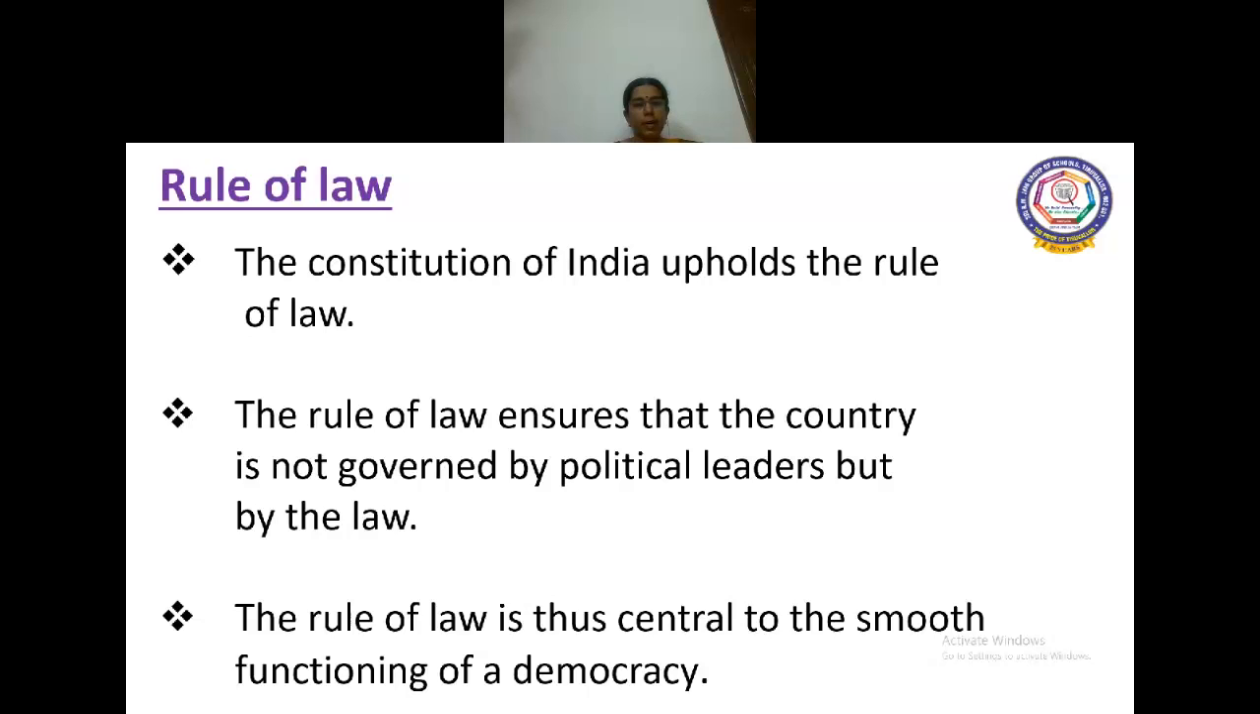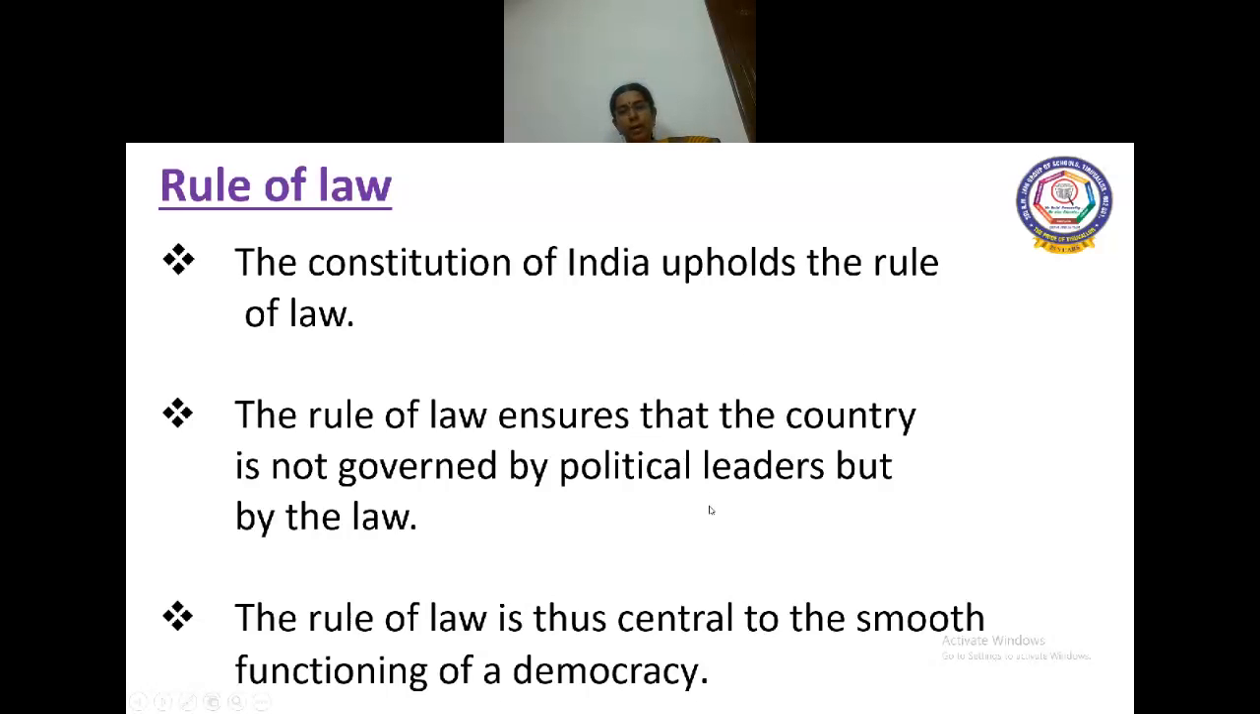A lawless state is a breeding ground for the criminal activities we have already seen. Here, the rule of law ensures that the country is not governed by political leaders but by the law. The Constitution protects the rights of citizens and limits the powers of government. It ensures that the country is not governed by the political leaders. That means the country is a public matter and it is not possessed by any individual leader.